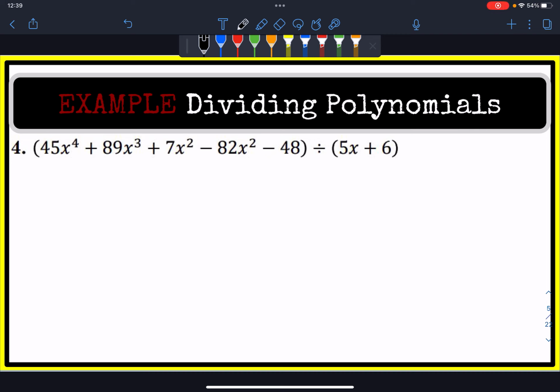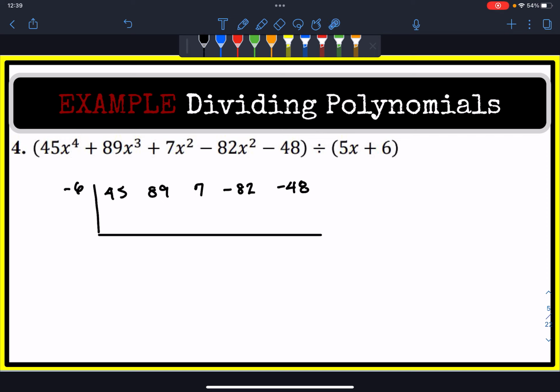So we'll start by first, inside our division box, let me make it kind of long, we're going to write 45, 89, 7, -82, and -48. And on the outside, we're going to write -6, and since the leading coefficient of our divisor is 5, that -6 is divided by 5. So let's start by bringing down the 45, and we'll multiply 45 with -6 over 5. That equals to a total of -54.